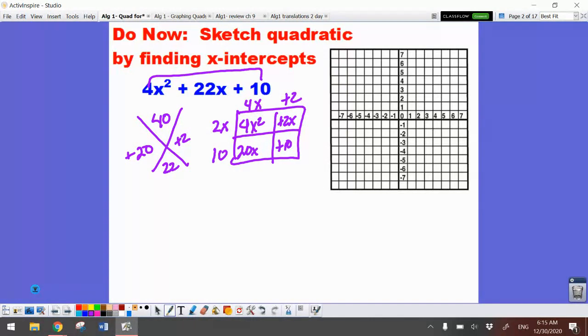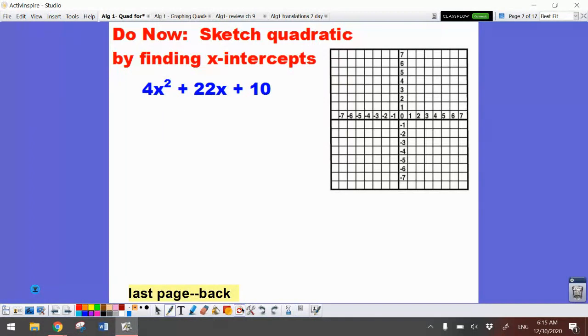So let's take a look at this because we're going to notice that we're not going to come up with the right numbers. I have 2 times 4, that gives me 8. That doesn't give me 4. Well, why isn't this working? It's not working because it has a GCF in it. So we need to take out that GCF because otherwise this is not going to work.